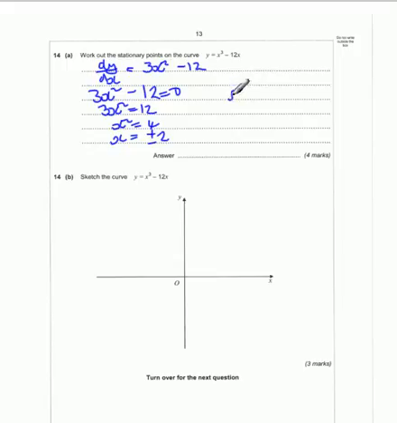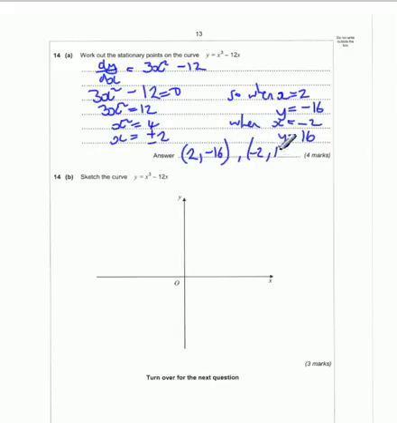So when x equals 2, subbing in 2 into our equation, 2 cubed is 8, and then minus 2 times 12 would be minus 24, so 8 minus 24 is minus 16. And then when x equals minus 2, minus 2 cubed is minus 8, and then we've got minus 12 times minus 2, so that will be plus 24 there. Minus 8 plus 24 is positive 16. So our two stationary points are at (2, -16) and (-2, 16).